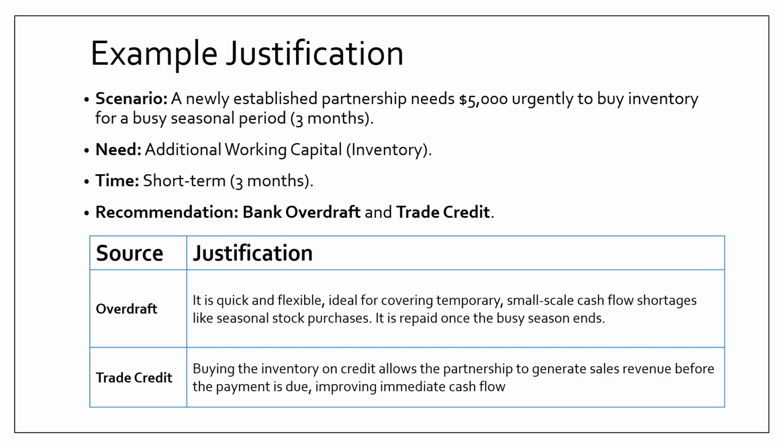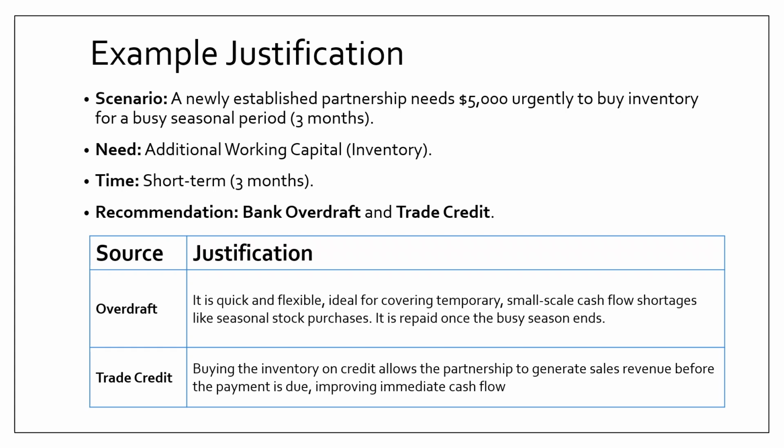Example justification. A newly established partnership needs $5,000 urgently to buy inventory for a busy seasonal period. The need is that they need additional working capital. So the time is short term, for 3 months. So the recommendation that you can go for is bank overdraft and trade credit. The source here is overdraft.